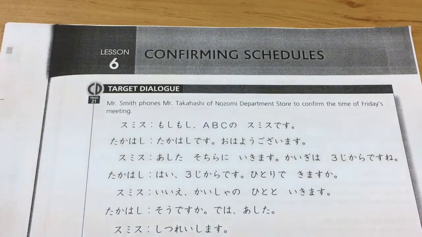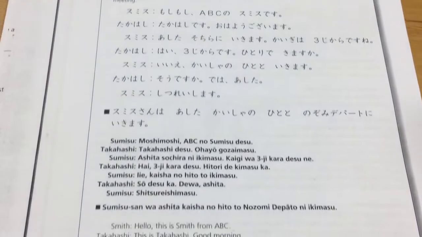Lesson 6 is about confirming schedules. Like you're going to meet somebody, you are saying that I'm going to see you at what time, what date, something like that. Okay, so if you have a book, please turn to page 49. You will see the conversation here.